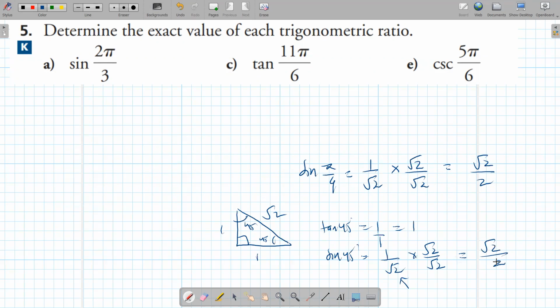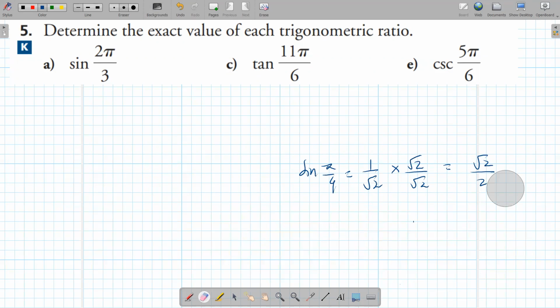But I only rationalize after I figure out the ratio. Yes, after you figure out the ratio. And if there's a root in the denominator, rationalize it. If it's in the numerator, don't worry about it. You don't have to do anything. Okay, let's look at this.